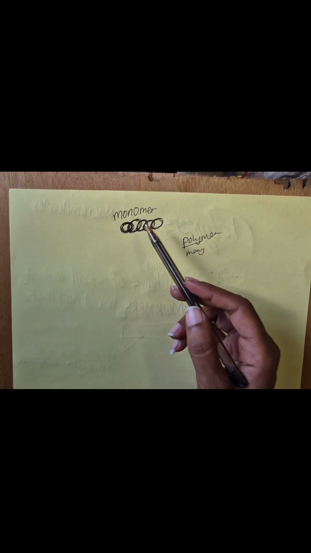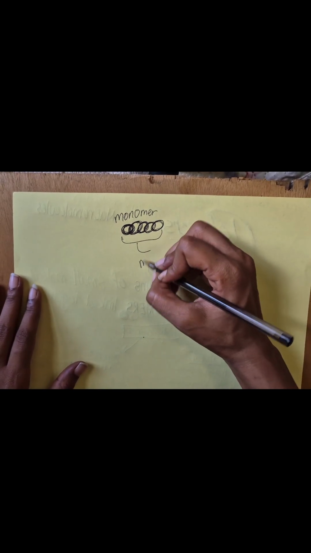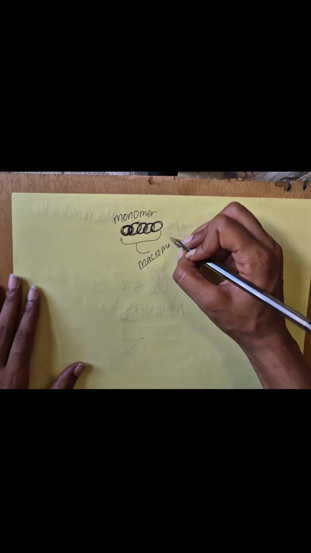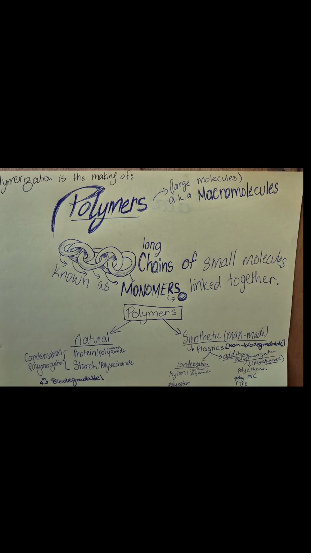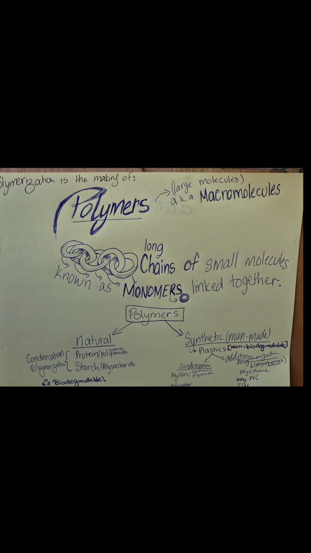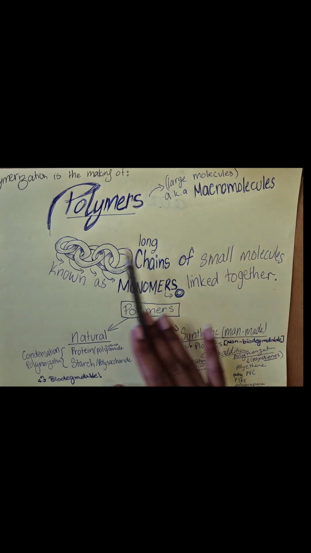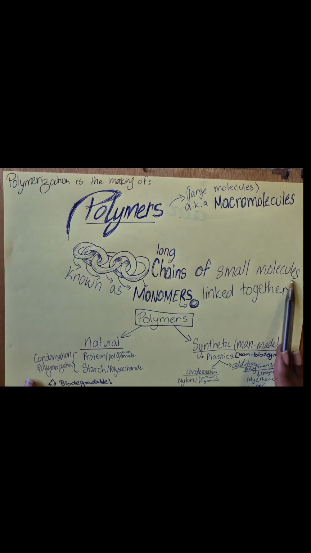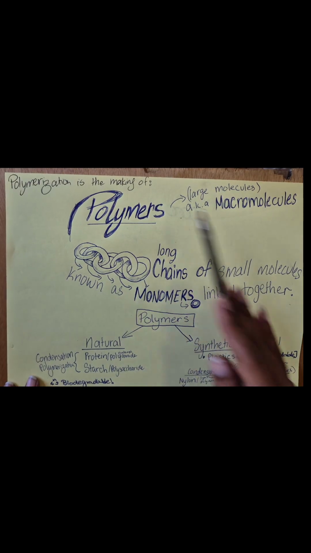Polymerization is really the linking together of many monomers or small molecules to make a larger molecule called a polymer. So a large macromolecule. It's a macro because it's large. We see that polymerization is really just the making of polymers. So polymers are just large molecules or macromolecules, and they're just long chains of small molecules known as monomers. So the monomer would be one, and the long chain linked together is the polymer.